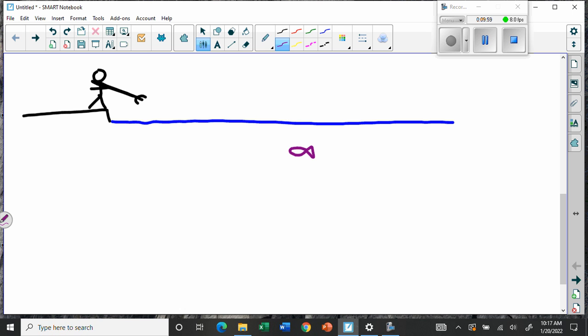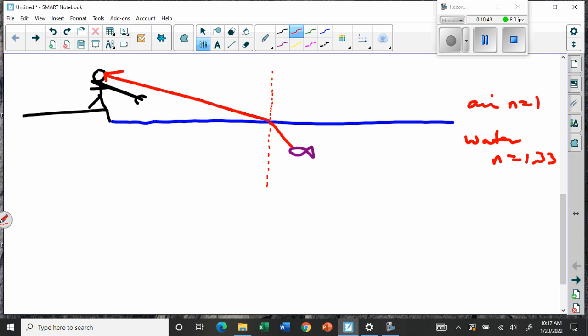Now, in order for the man to see the fish, light has to bounce off the fish and go to the man's eye. So let's say some light is bouncing off the fish and it's going to the man's eye. Well, watch what happens. Light that goes up this way from the fish hits the boundary between the water and the air. Water, air. Remember, N for water is 1.33, N for air is 1. That's more dense to less dense. That means that the light will bend away from the normal, my mistake, and it will bend up like this to the person's eyeball.